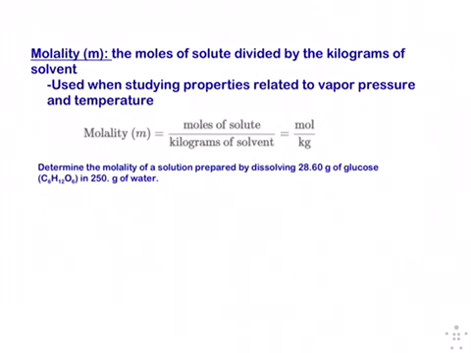Then the last way to measure concentration is with molality. This is with the little m. This is the moles of solute divided by the kilograms of the solvent. Used when studying properties related to vapor pressure and temperature. So determine the molality of a solution prepared by dissolving 28.6 grams of glucose in 250 grams of water. So the first step is to convert that 28.6 grams into moles.